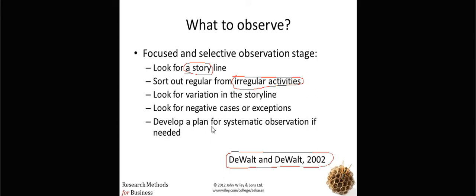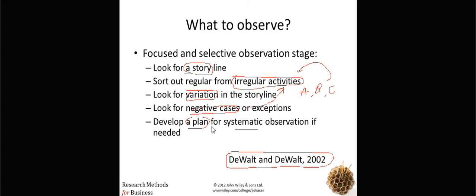Then we look at the variation of story. Variation mungkin sebagai story ya. Maybe we have the story from A, we have story from B, we have story from C of the person. So we have 3 types of story. So we want to see which one is similar to irregular activities. Then we look for negative. That means we see the irregular lah, same, sure. Then after that we develop a plan and we do the systematic observation if we need.